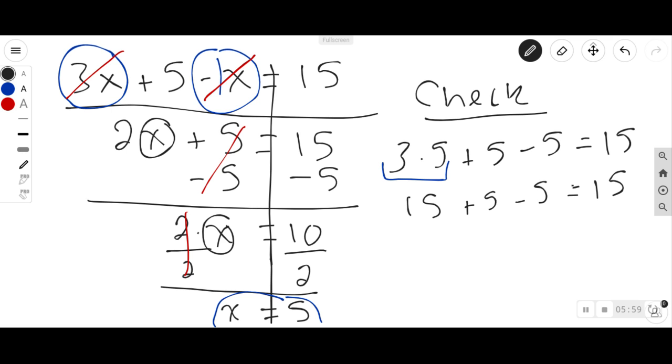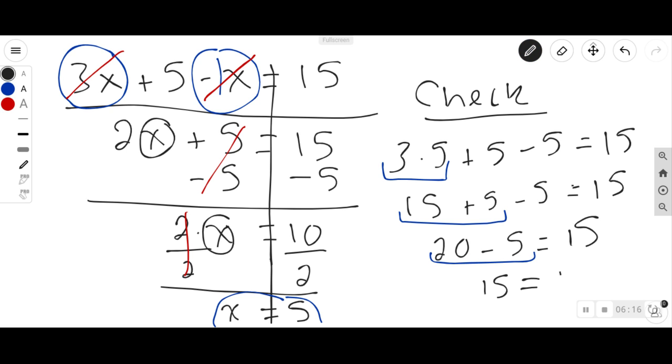Now I'm going to simply go left to right. So 15 plus 5 is 20. Minus 5 equals 15. Bring everything down. Then 20 minus 5 is 15 equals 15. So it checks. So we do know that 5 is the solution to this equation.